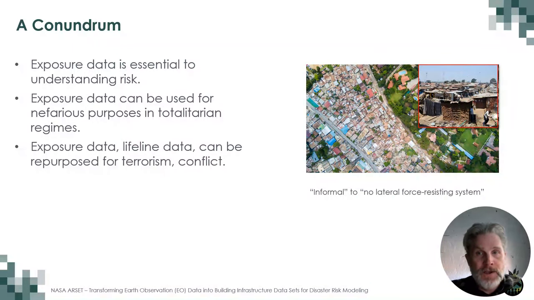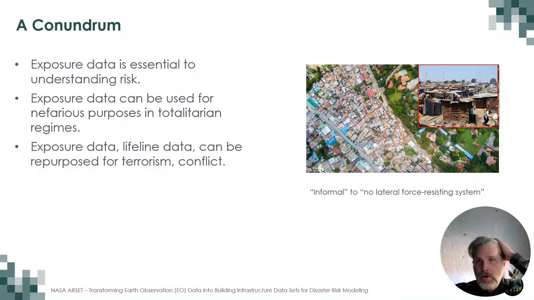So there's another kind of conundrum that's at the basis of all of this exposure data. Exposure data is essential to understanding risk, but it can also be used for nefarious purposes in totalitarian regimes. And exposure data, lifeline data, can also be repurposed for terrorism and for conflict. So this data has a lot of other uses. And so I think that as a community, we have to be very responsible about how we provide access to this data and how we represent it.